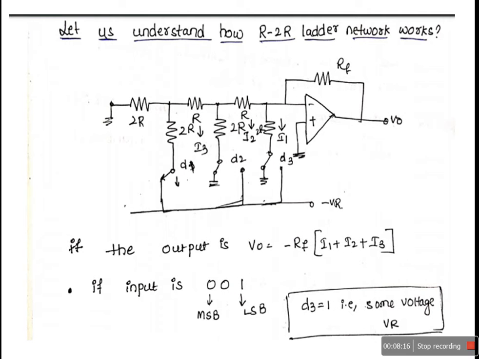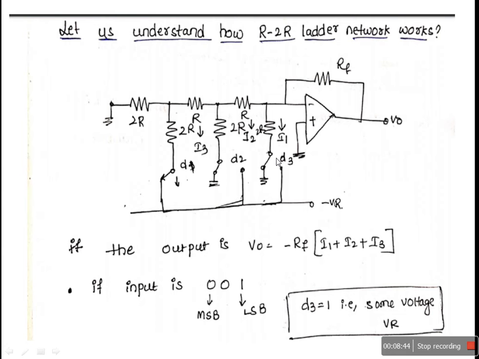So here I am trying to calculate the output voltage for the R2R ladder network. So let us understand how the R2R ladder network works. Already you know that this is the operational amplifier. Here the non-inverting terminal is connected to ground, and here I am having the feedback resistor. This feedback resistor is used to control the excess current.